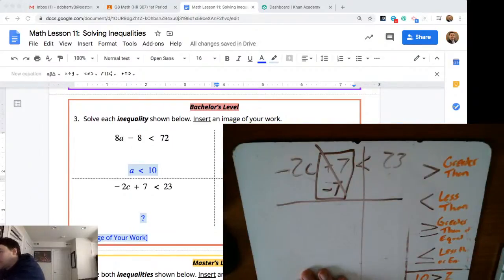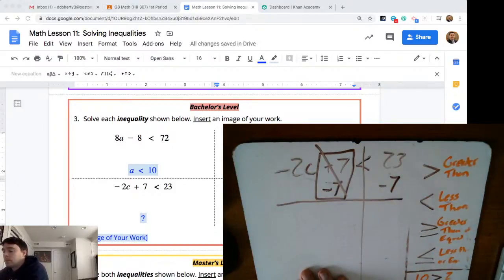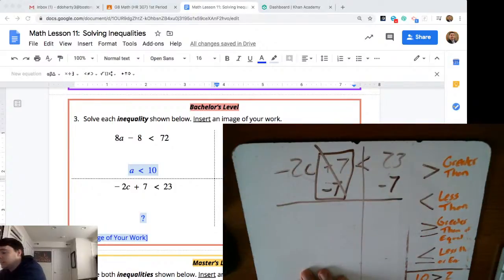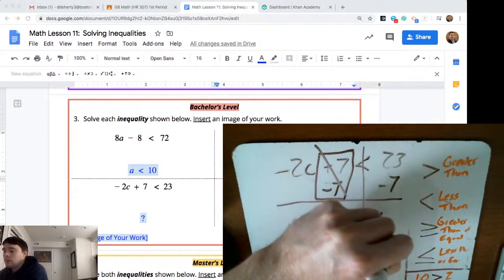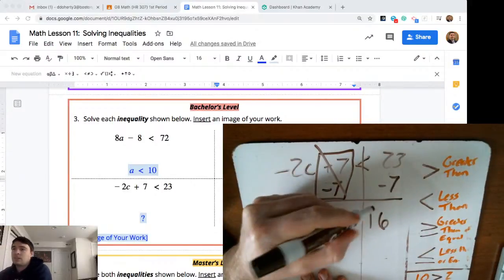So I'll also subtract 7 on the right side to keep the inequality true. That's what allows me to subtract 7. 23 minus 7 gives us 16. So negative 2c is less than 16.